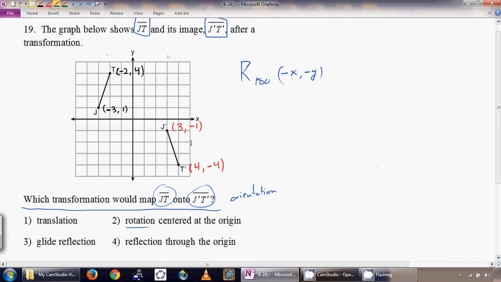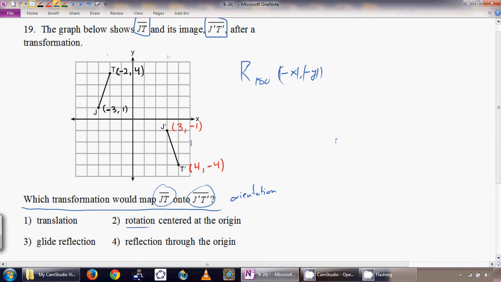So the absolute value of these x and y's won't change. You shouldn't have different digits. The signs will be what's changed. And I quickly noted the coordinates for our pre-image and image in black and red respectively.